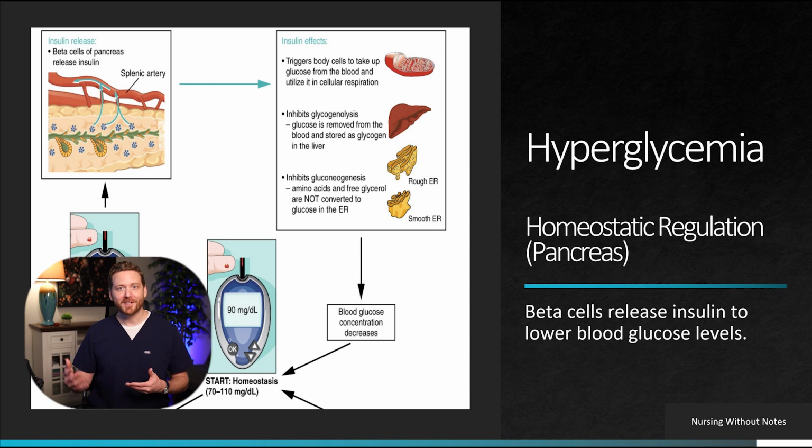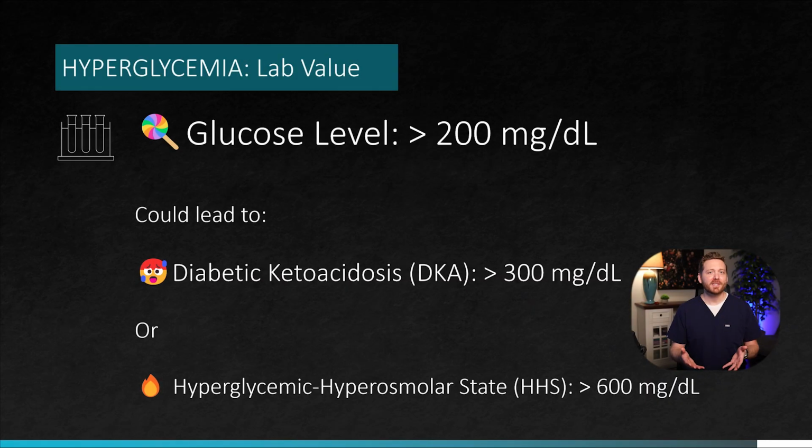Before delving into the clinical manifestations of hyperglycemia, it's crucial to understand when to expect these symptoms based on the laboratory values. Hyperglycemia occurs when blood glucose levels exceed 200. If left unaddressed, elevated glucose levels could lead to diabetic ketoacidosis, occurring at levels greater than 300, or HHS, occurring at levels greater than 600.